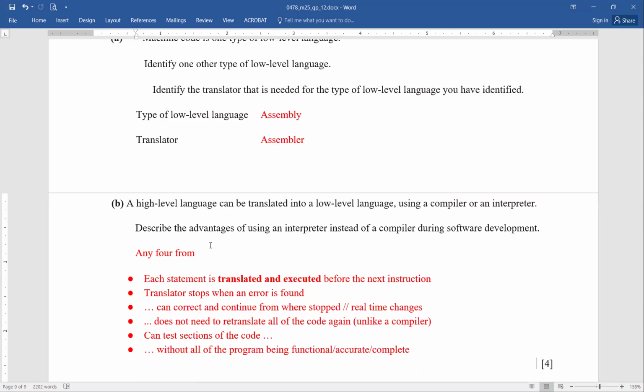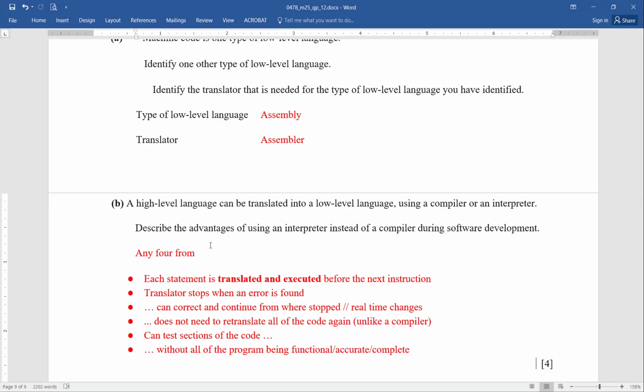The moment an error is encountered, the interpreter will stop execution of the program, and you can correct it and continue from where it has stopped. Like, for example, if your program is composed of 10 lines and the error was found in line number 3, the interpreter will stop, it will show you the error, you correct it, and it may continue from where it had stopped. And it does not need to retranslate all the code again, unlike a compiler.